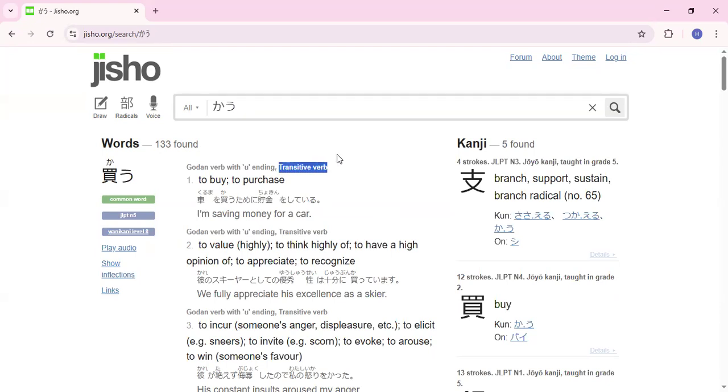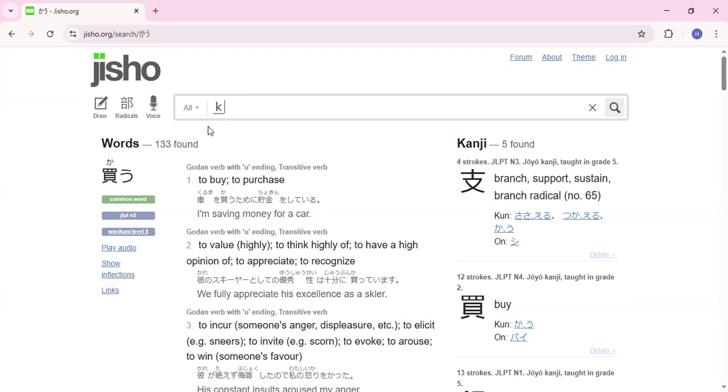So it needs, I guess in quotation marks, needs an o, right? Something o kau, right? Or it can use an o, right? So this is a transitive verb, which in Japanese is called tadoushi. And then we can look for other verb one or godan verbs.